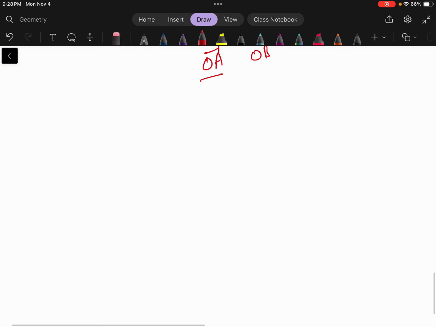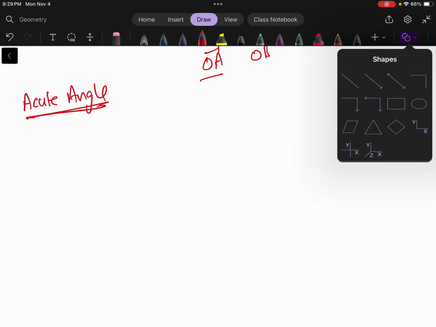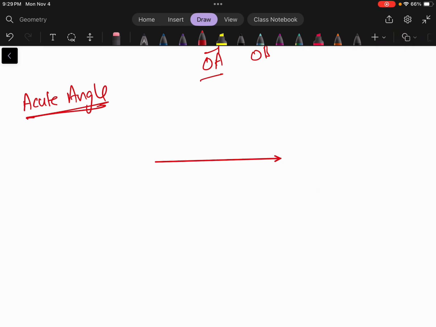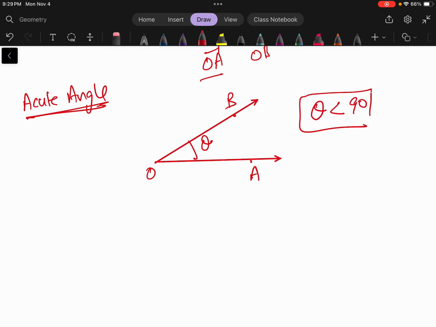Okay, now what is an acute angle? Another one is the acute angle. Acute angle means we have one ray, and we will take another ray like this. This is the origin O, this is A, and this is B. This is the angle theta. If this value of theta is less than 90 degree, then this is known as an acute angle. Another classification is the right angle.